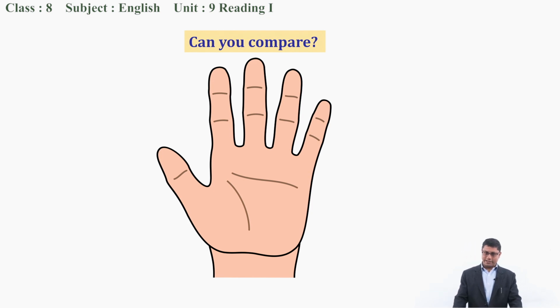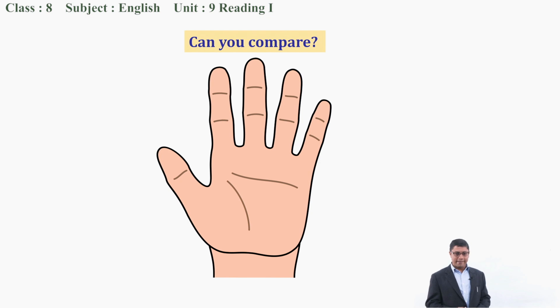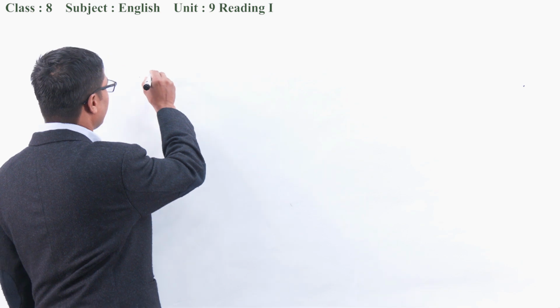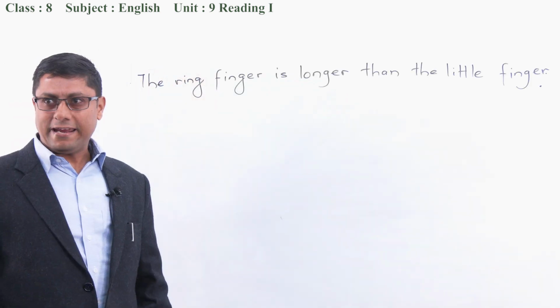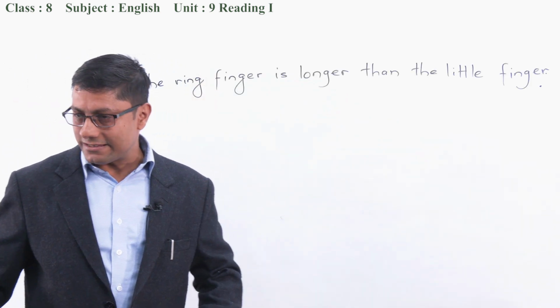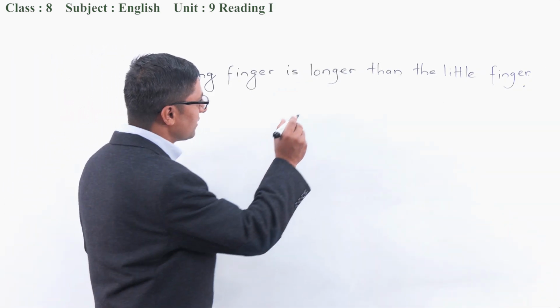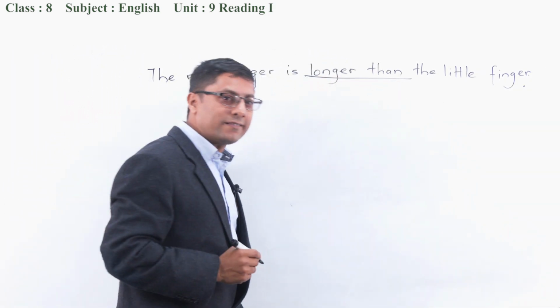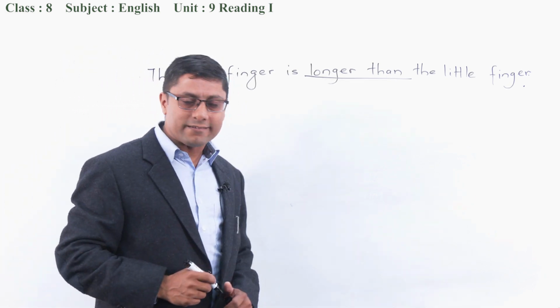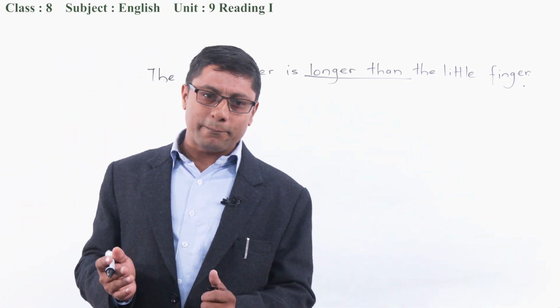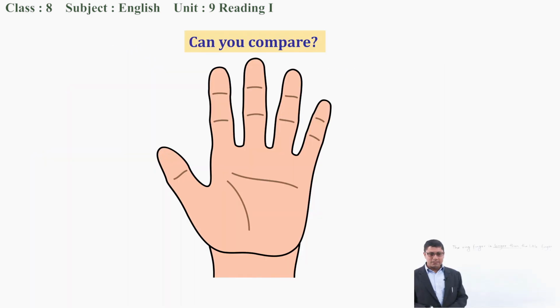Okay, so can you say? All right. You mean, okay, the ring finger is longer than the little finger. Okay, let me write. You said, okay, that's good. The ring finger is longer than the little finger. So see the longer than. Okay, you said longer than. That's very good. Now can you compare all the fingers? Can you do that? Okay, very good.